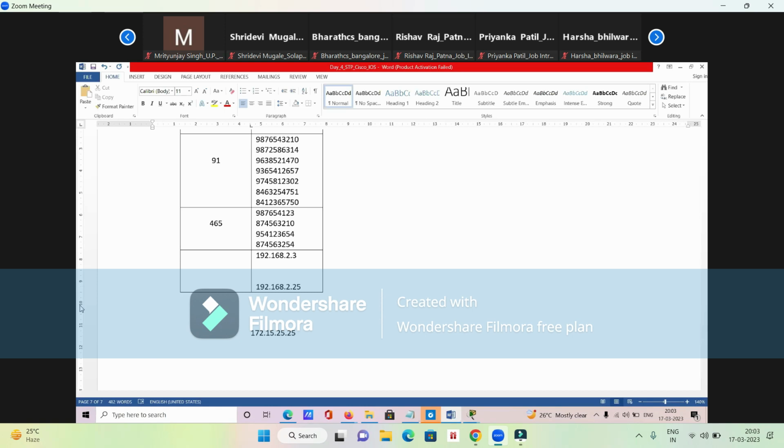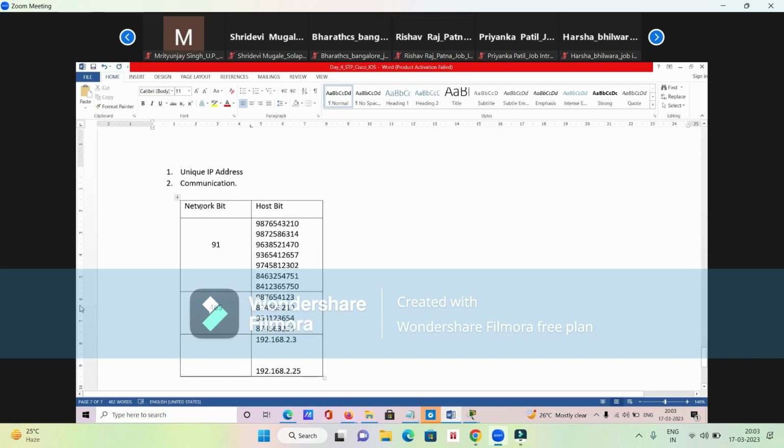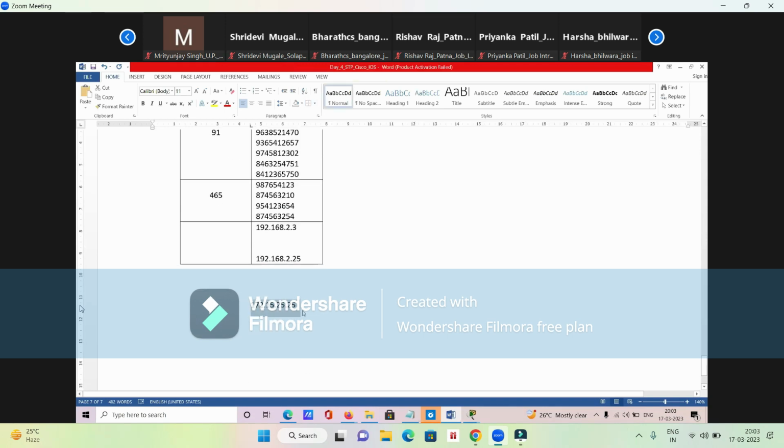If this is the IP address which I have assigned to any of the computers, in this IP address, how many bits are in network and how many bits are in host? How are we going to identify them? I repeat the question, try to understand it once again. In a given IP address, how many bits belong to network and how many bits belong to host? How are we going to identify it?